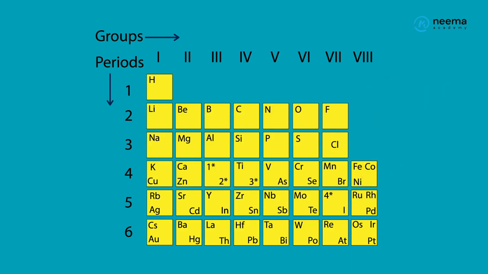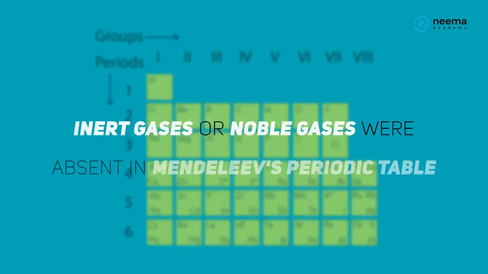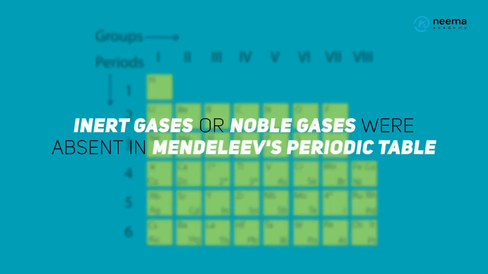5. In Mendeleev's periodic table, more reactive alkali metals, lithium, sodium, potassium, etc., and less reactive coinage metals, copper, silver, gold, were placed together in the same group. 6. The 8th group of Mendeleev's periodic table was not divided into subgroups. 7. Inert gases or noble gases were absent in Mendeleev's periodic table.